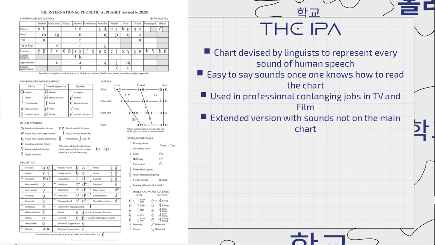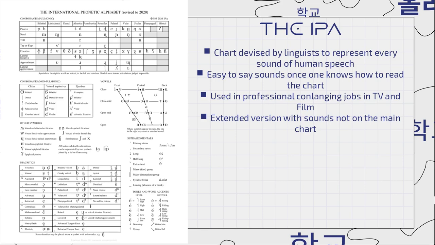The chart is divided into several smaller charts for consonants and vowels. The main chart, consisting of the pulmonic consonants, is divided into different columns based upon the use of the tongue, lips, or throat in making sounds, whereas the rows are based upon the qualities of each phoneme.